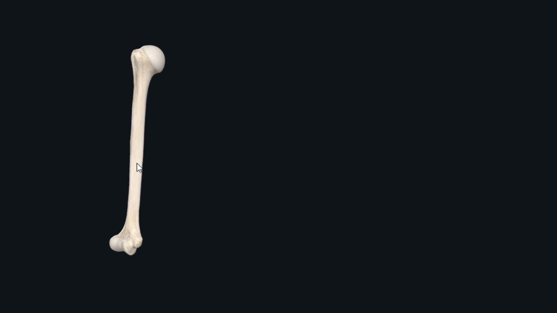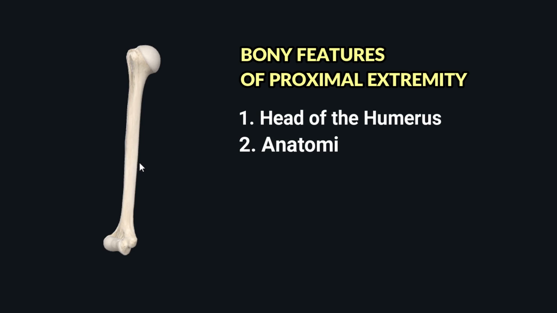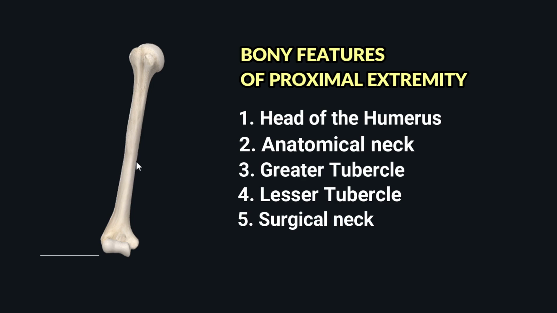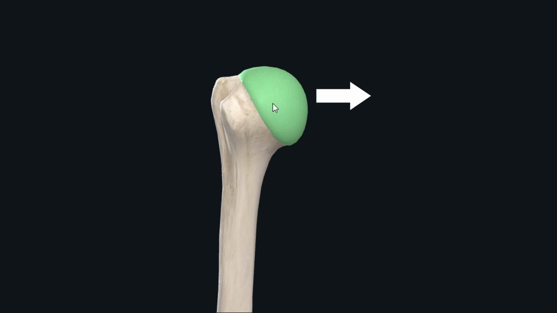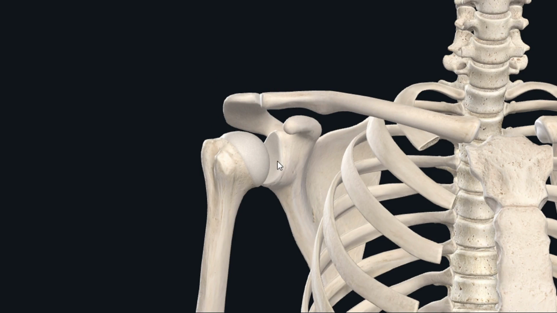The proximal extremity of the humerus has the following bony features: the head of the humerus, the anatomical neck, the greater tubercle, the lesser tubercle, the surgical neck, and the intertubercular groove. The head is this round, smooth, proximal end of the humerus. It forms 1/3 of a sphere and it is oriented medially, superiorly, and slightly posteriorly. It articulates with the glenoid cavity of the scapula to form the glenohumeral joint, as we talked about earlier.